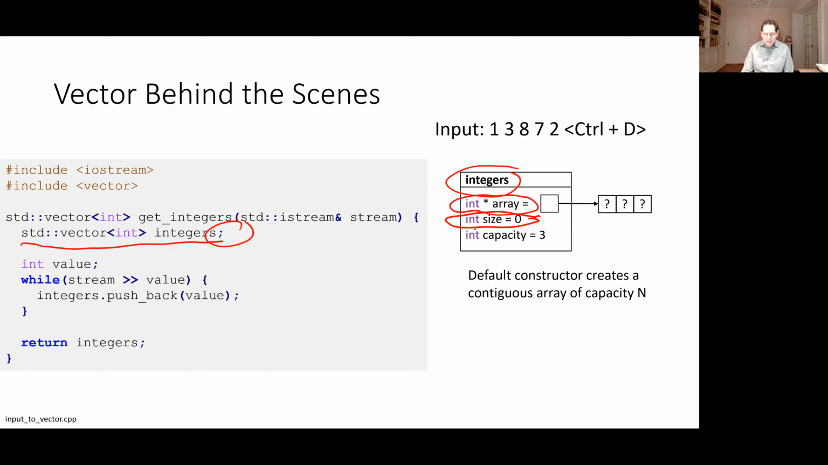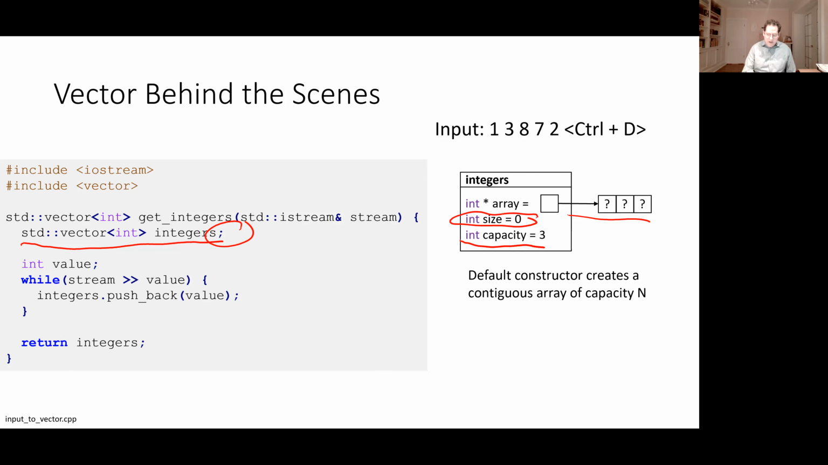A dynamically allocated array is really just a pointer. So we have an int star, a pointer to some storage. And vector has another member variable called capacity. It's up to the creator of the standard library to decide what this capacity should be. It's basically how many entries can I store.